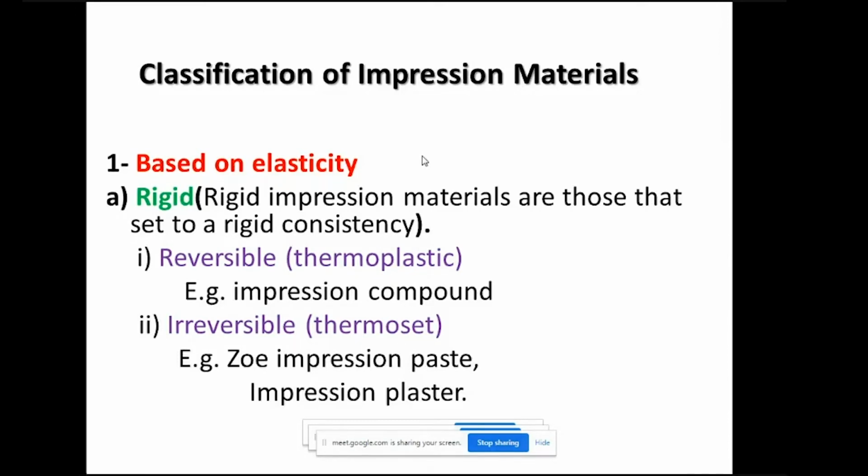At the beginning it is rigid, during work it is soft, after that it will return back to rigid properties. That's why we call it a reversible or thermoplastic impression material.